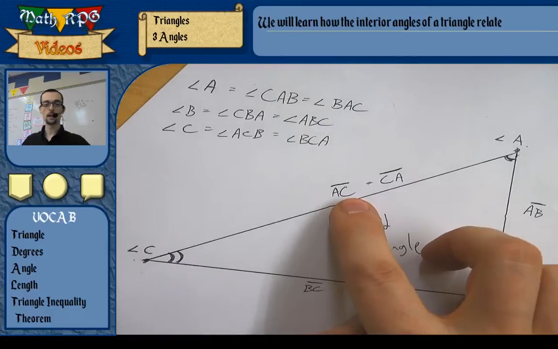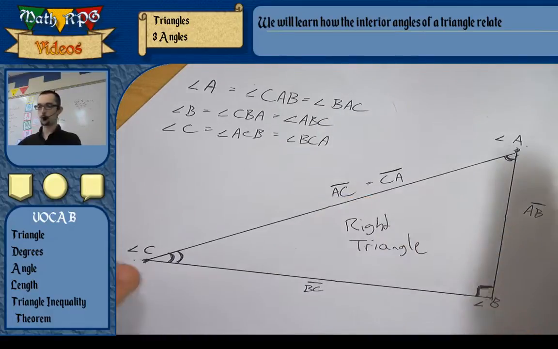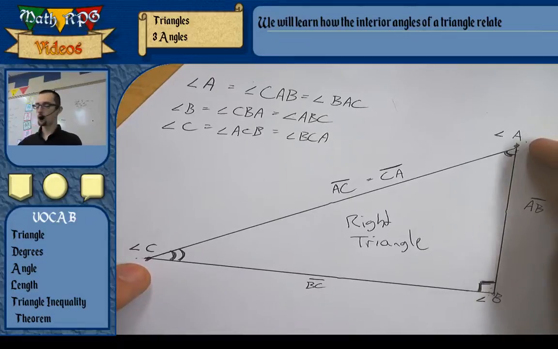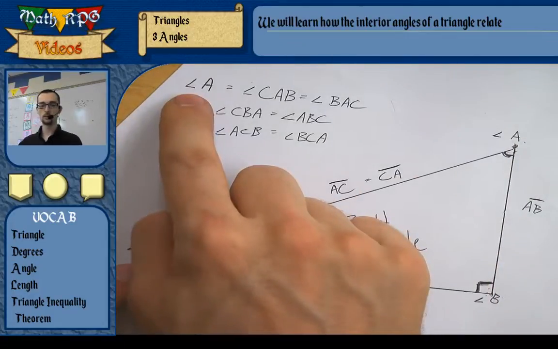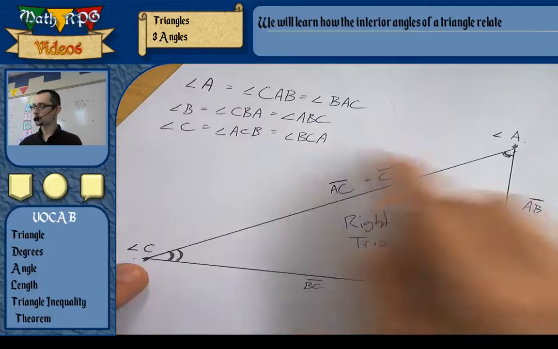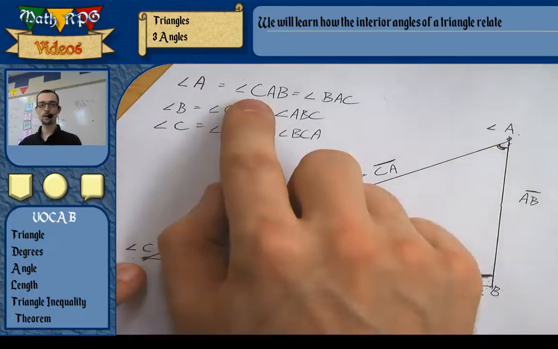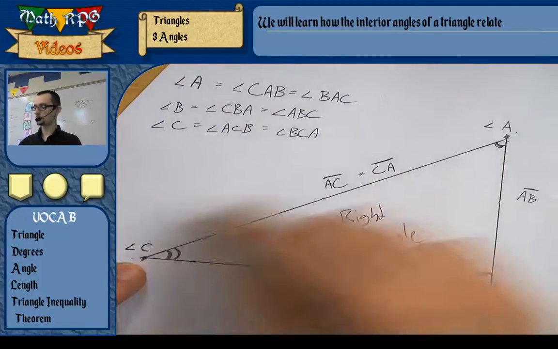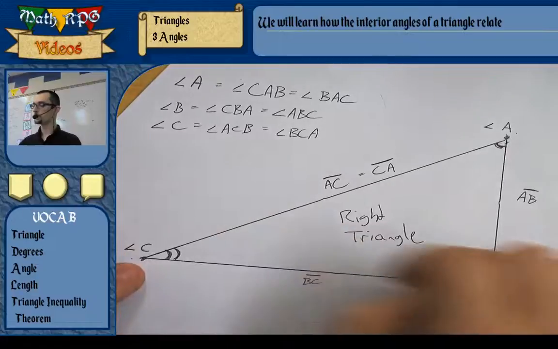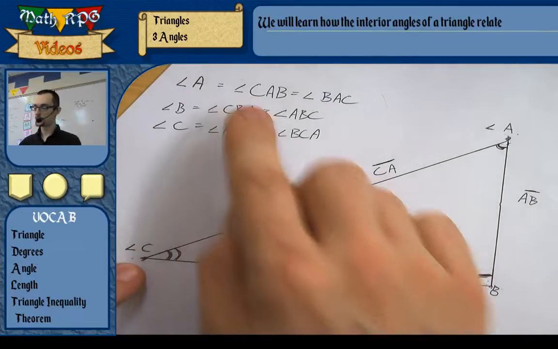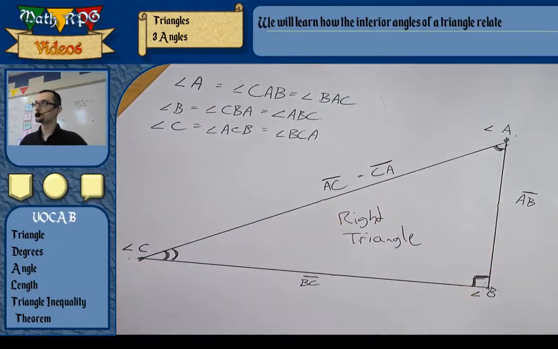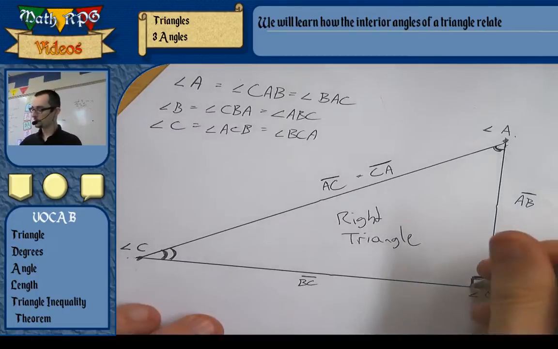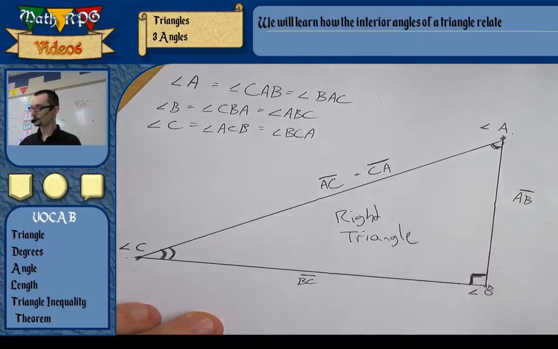So one thing I can remember is sides always have 2 letters in them because they connect 2 points, and angles always have either 1 letter, because it's only one thing, or 3 because it connects 3 points. So angles always have either 1 letter or 3 letters, and sides always have 2 letters. Again, this square means 90 degrees, which is a right angle.